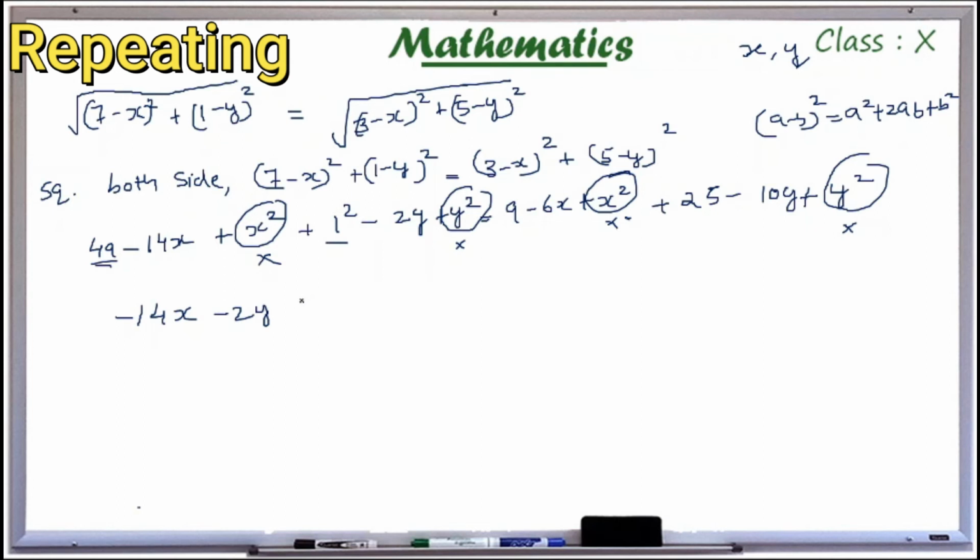I have to bring all the x terms and y terms to the left side. So I get minus 6x. When it goes to the left side, I get plus 6x. Then minus 10y becomes plus 10y. And all the number terms: 9 plus 25 minus 49 minus 1.